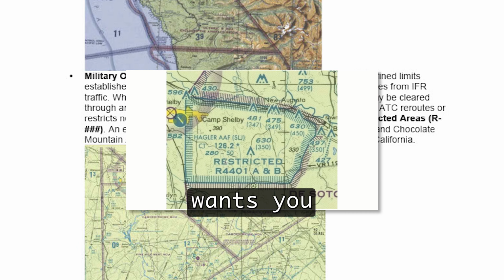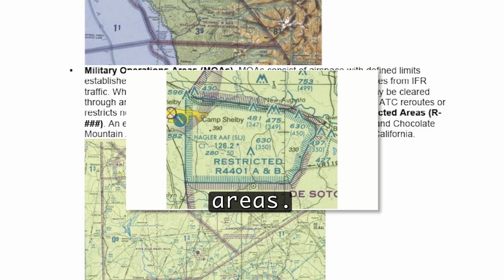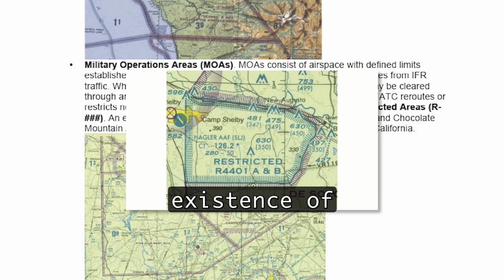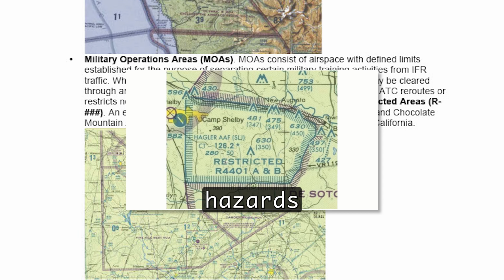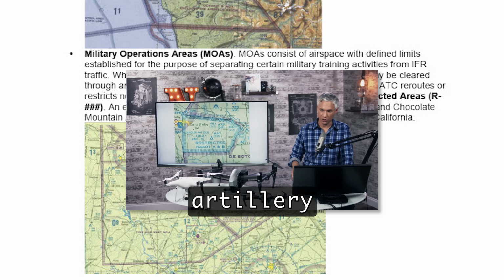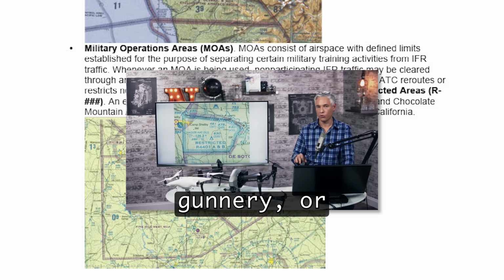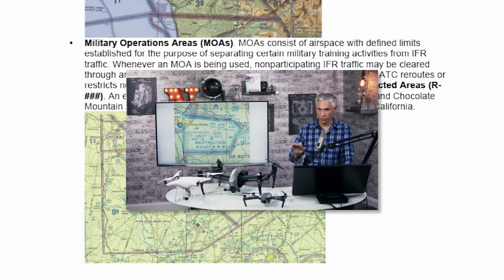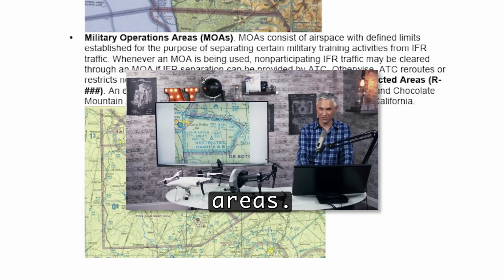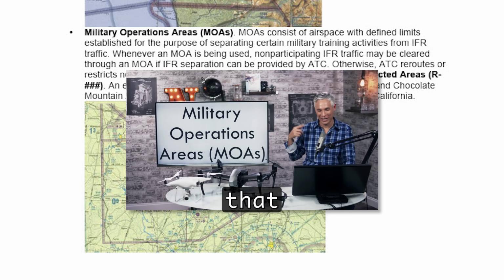Specifically, the FAA wants you to know this language about restricted areas. Restricted areas denote the existence of unusual, often invisible, hazards to aircraft, such as artillery firing, aerial gunnery, or guided missiles. Restricted areas. Just want you to associate in your mind that language.